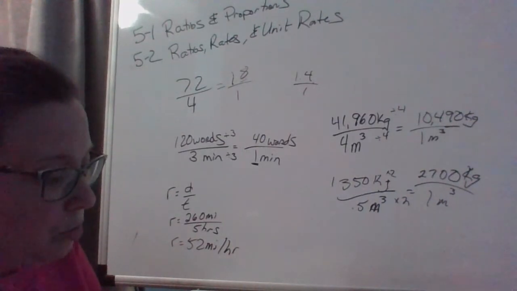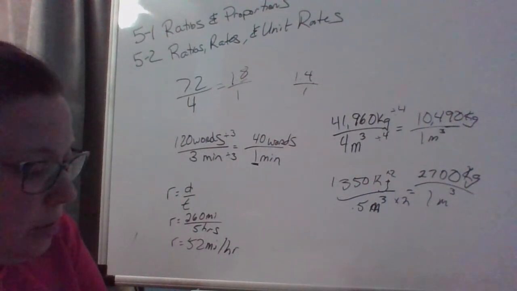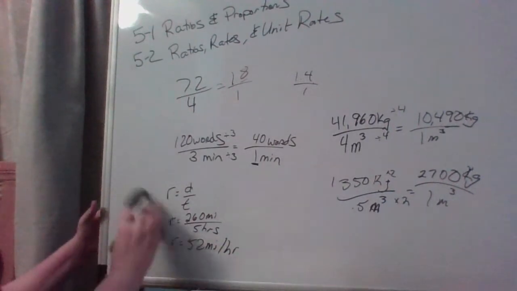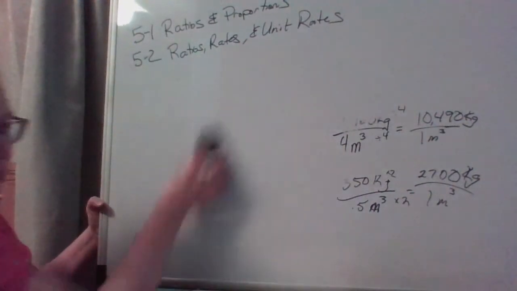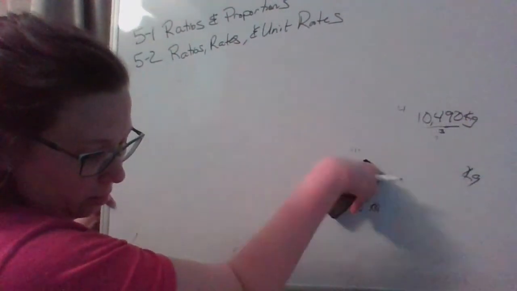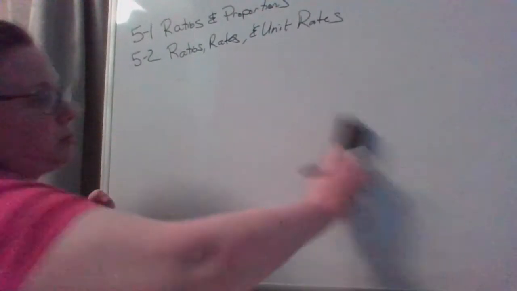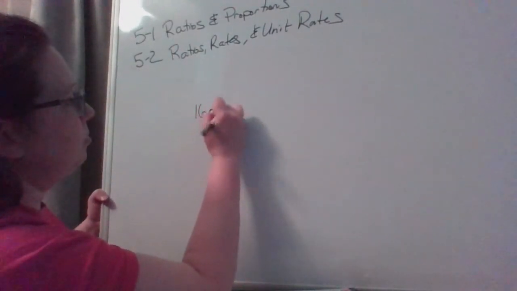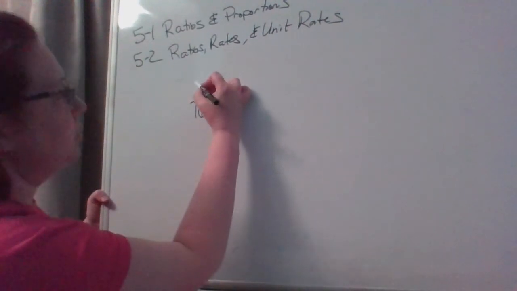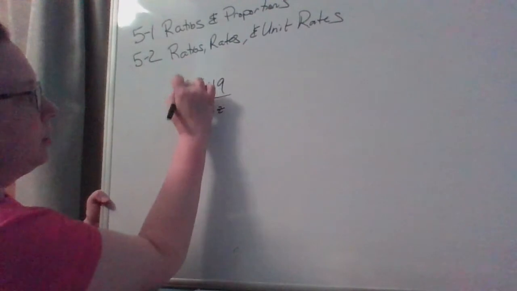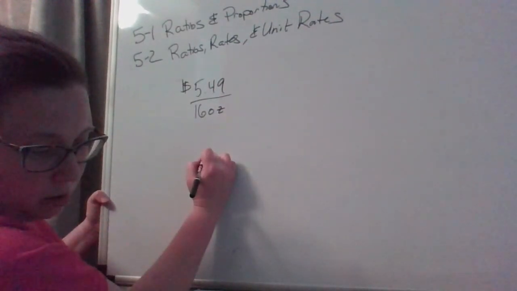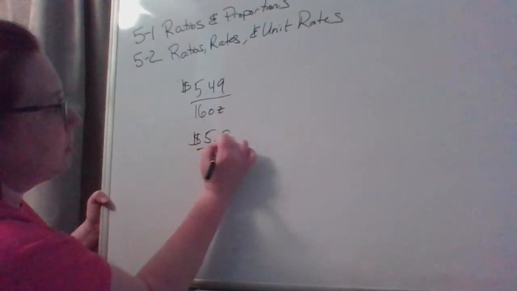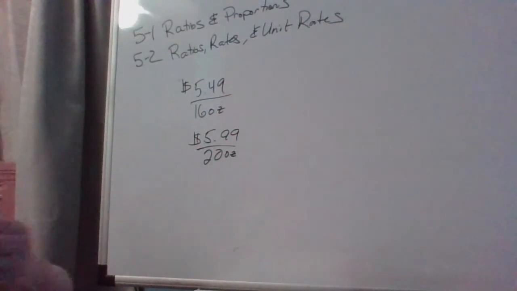If they were to give us a problem like example 4, this you might be interested in because it has to do with shopping. So they're telling us that there is a difference in prices of cereal. If you buy a 16-ounce box of cereal, it costs $5.49. If you buy a 20-ounce box of cereal, it's going to cost you $5.99. So I asked you to figure out what is the better deal.